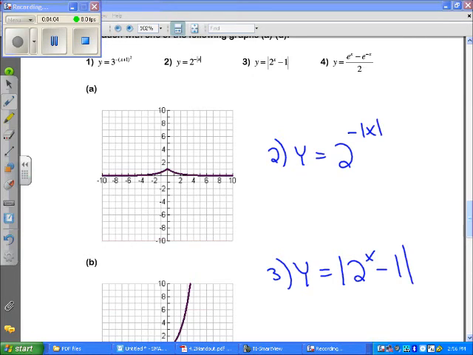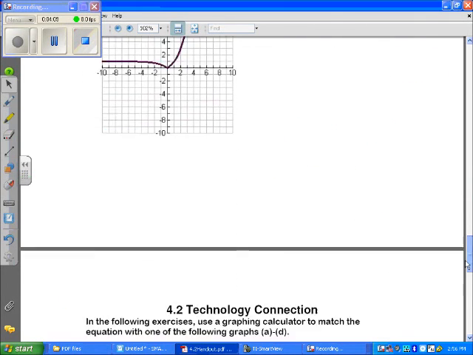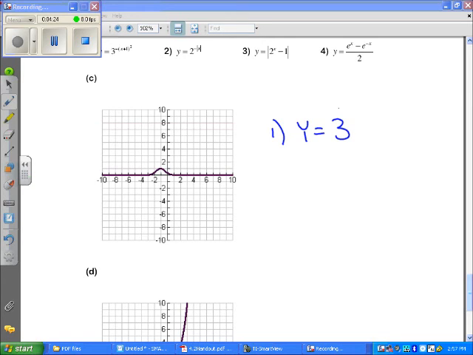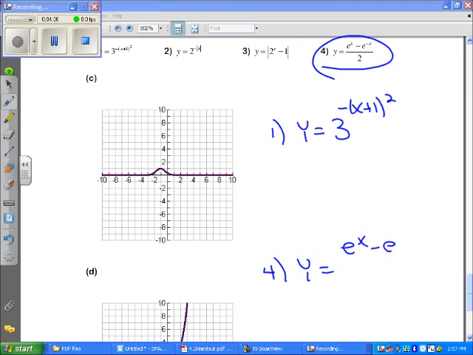Okay, now let's go to the next page. If you recall, C was the very first one. So this is 1: y is equal to 3 to the negative x plus 1 squared. And then finally, this last one, D, was number 4: y is equal to e to the x minus e to the negative x over 2. So that concludes this worksheet.